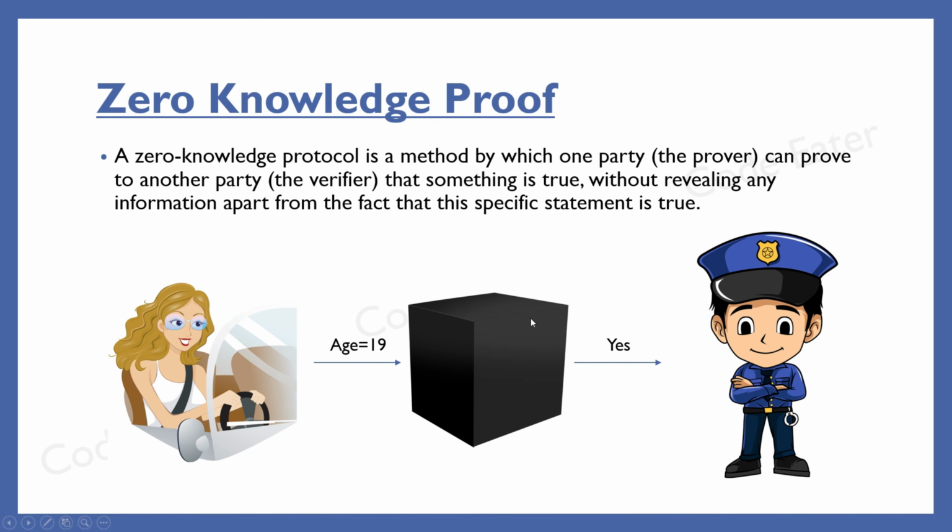And what is this black box here? This black box is nothing but your zero knowledge proof algorithm. You can think like that. So with the help of this zero knowledge algorithm, I was able to generate this proof of whether Reena's age is greater than 18 or not. Now how this black box actually works, we will talk about in some other video. But for now, just understand what zero knowledge proof is.